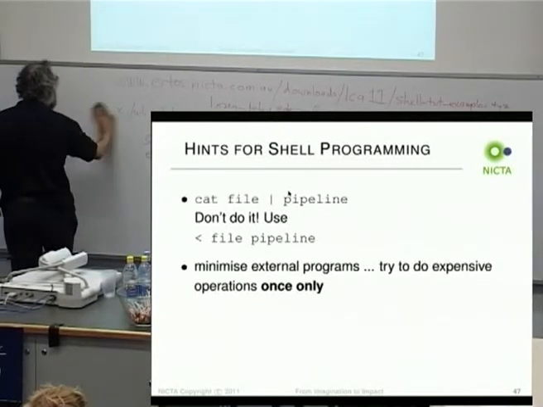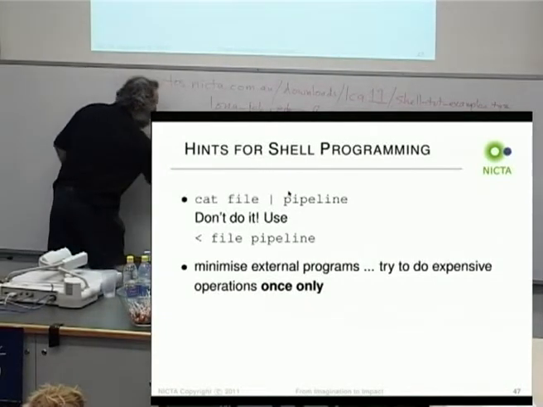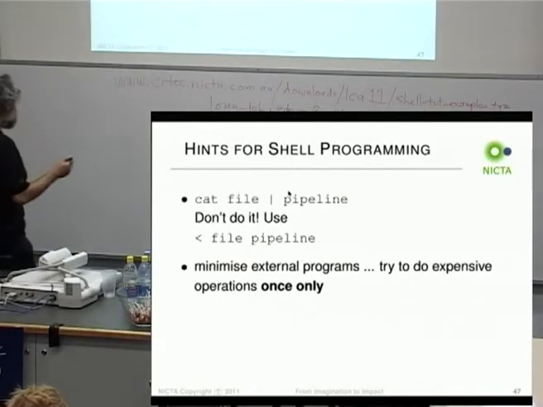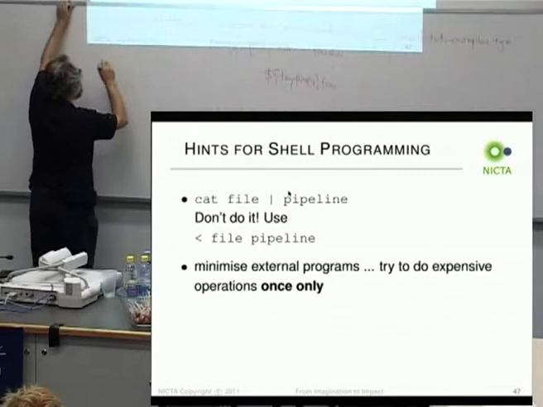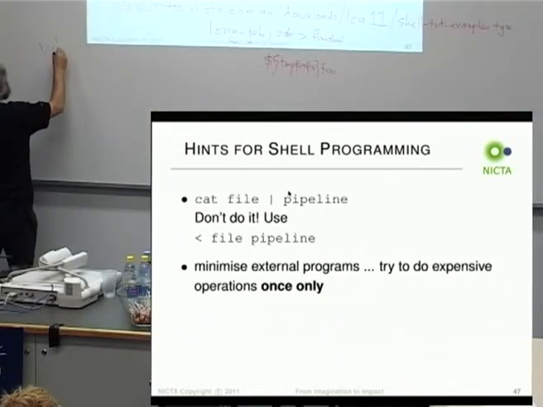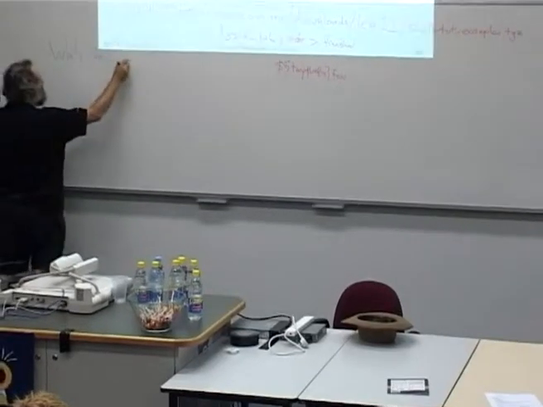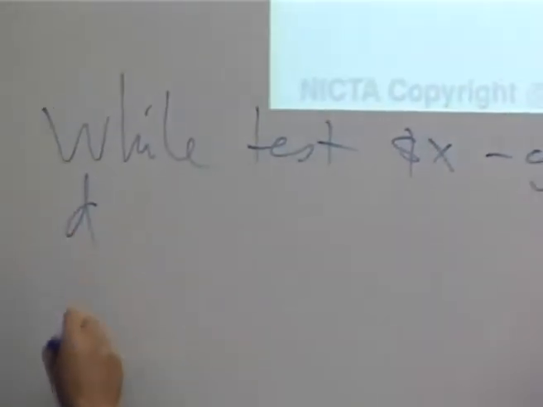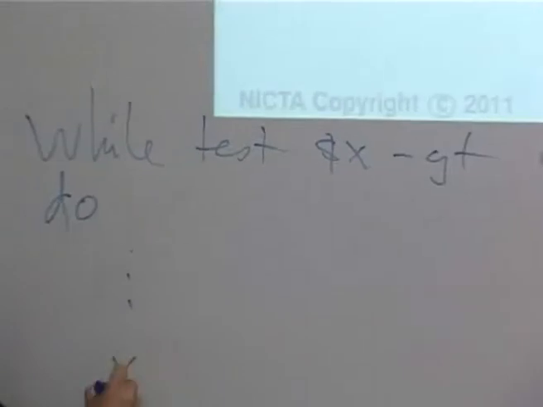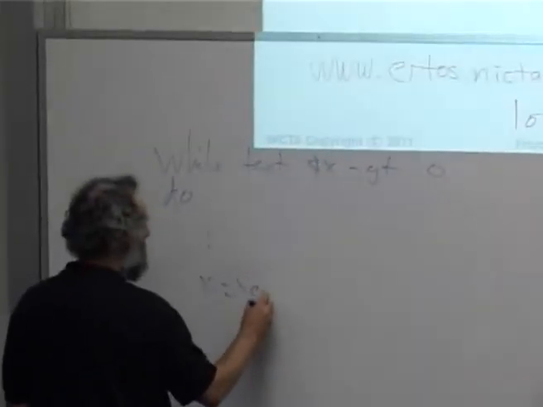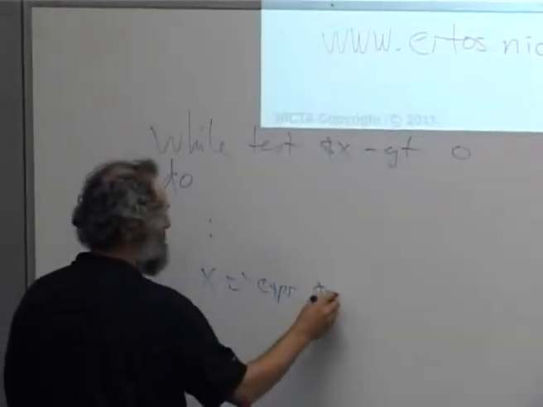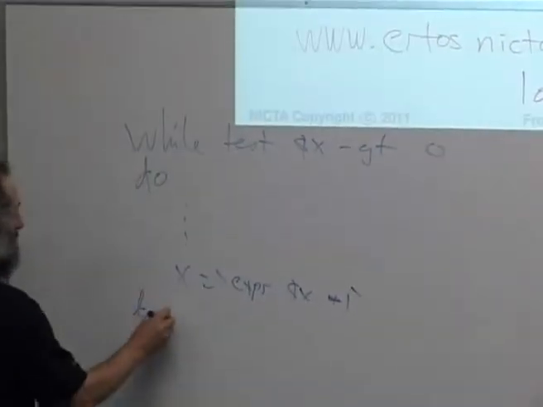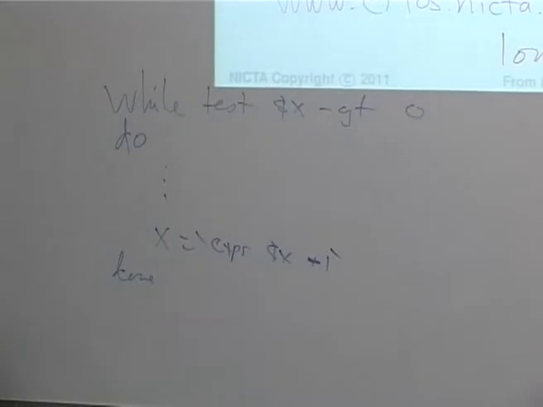if you cared about its performance, you could improve it significantly. Instead of doing, at the moment we've got while test $x greater than 0, do blah, blah, blah, blah, x equals x per $x plus 1 or minus 1. Done. Remember that's how we had it before?